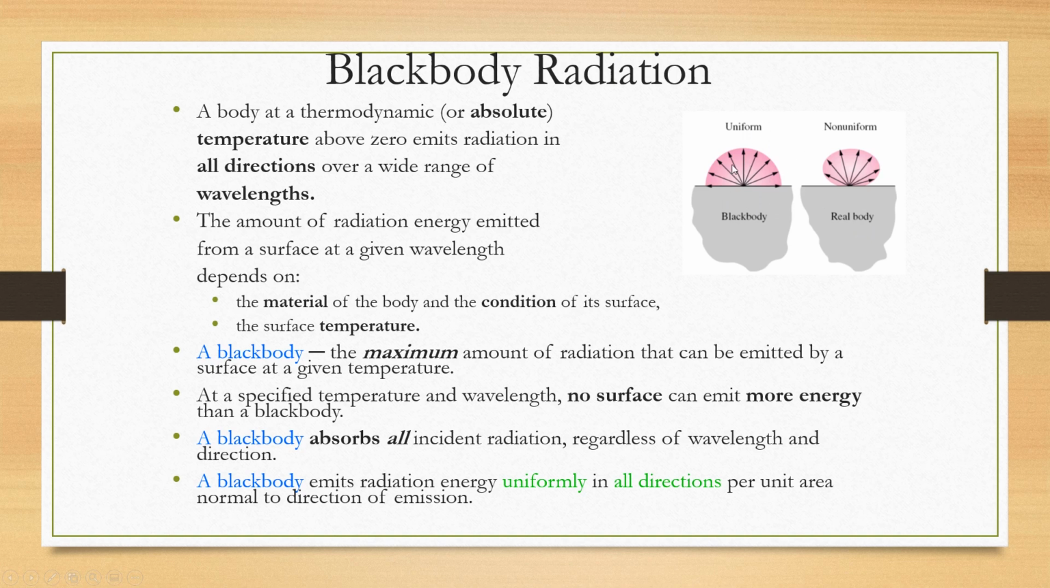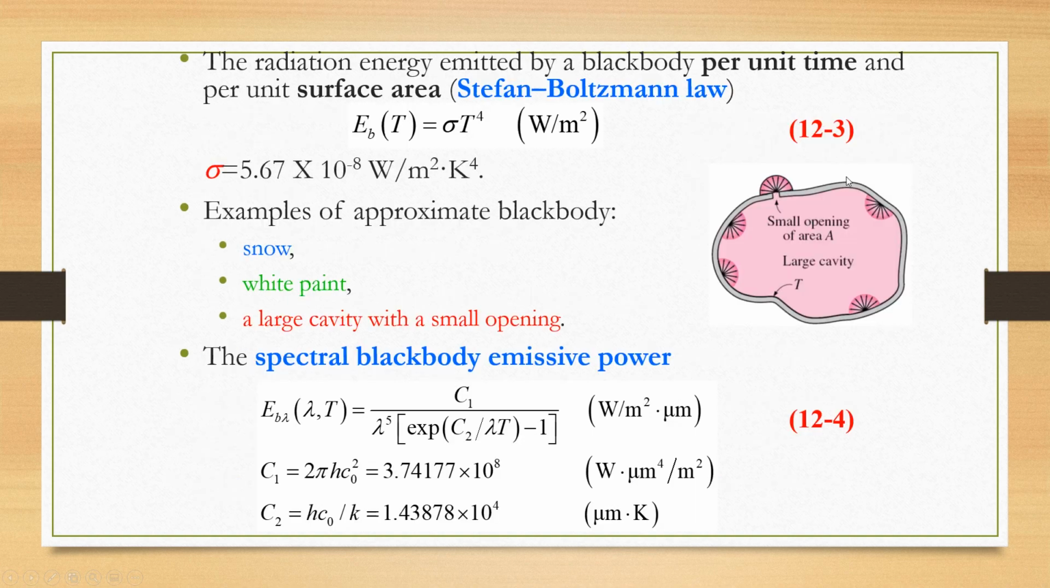It will not uniformly distribute all the energies. It will be non-uniform. So, the radiation energy emitted by a black body per unit time. This is the equation to find the black body emissive power. We will use E_b, where E stands for emissive and b for black body at a certain temperature. So it depends on your temperature.